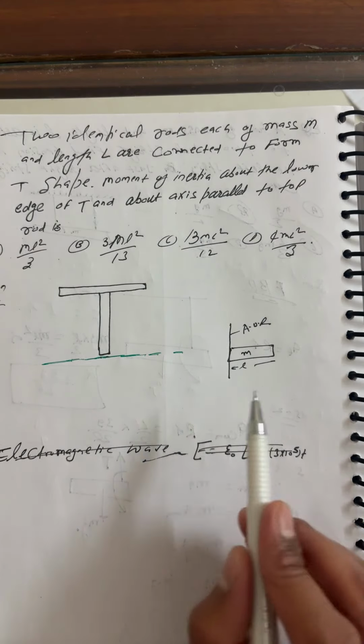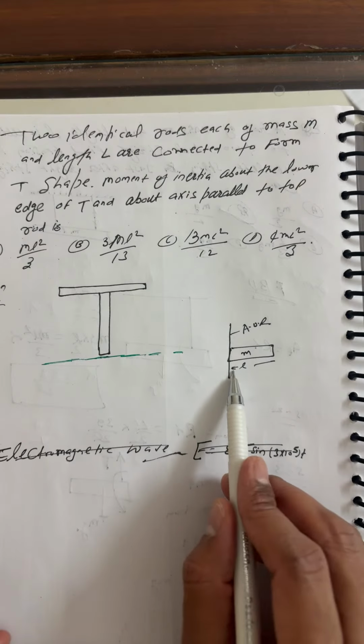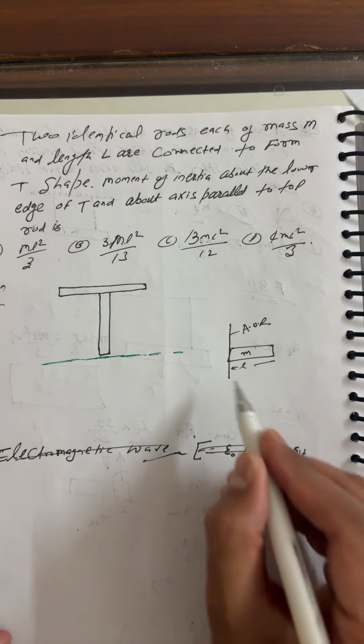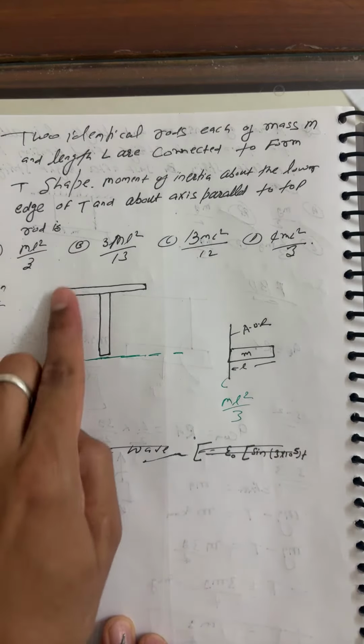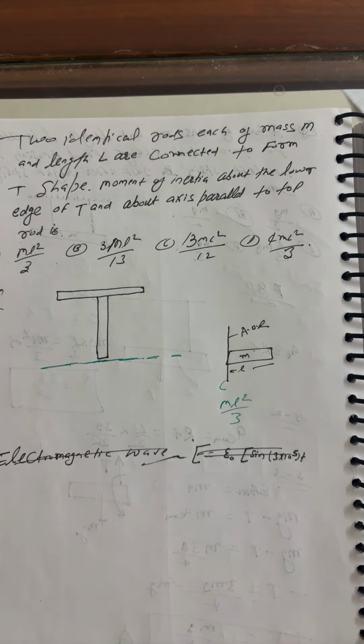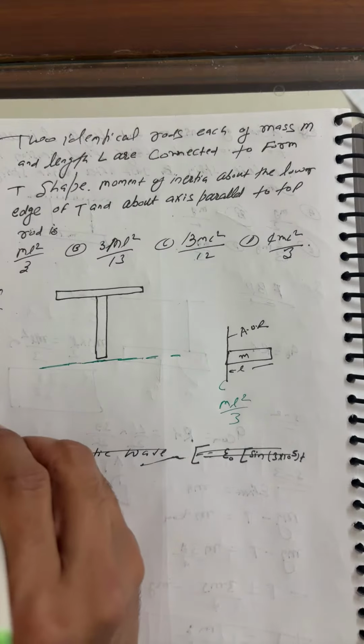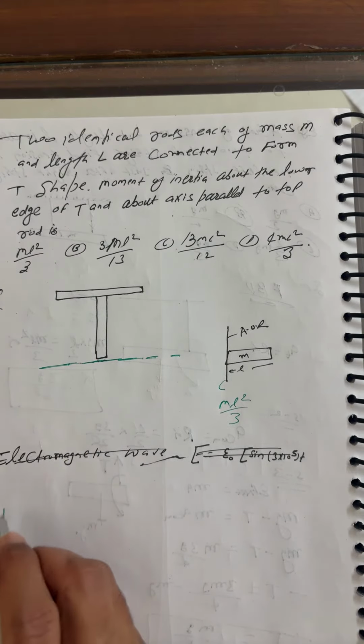For this condition, the moment of inertia about this point is ml square by 3. This other rod is parallel to the axis, so simply we can say ml square. So what do we write for I total?